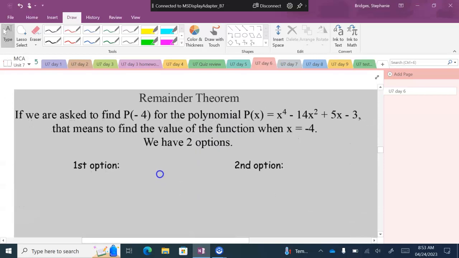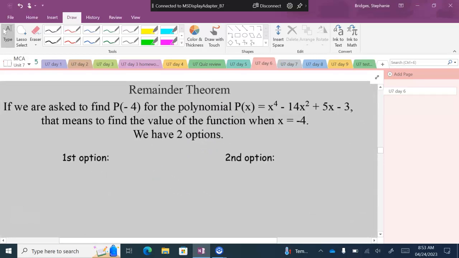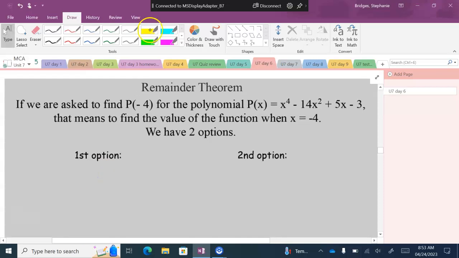So we are, and don't write this whole thing down. Okay, I'm going to read it to you. We're talking about the remainder theorem here. You are going to be asked to find, okay, I'm going to tell you the important parts. We're going to be asked to find the value of a polynomial when x is a certain number. So what they'll say is p of -4. That means they want you to find the value of polynomial p, that's just what they're calling it, when x equals -4. And then they tell you what the polynomial is, okay? So we're just finding the value of that function. What does that function equal if x equals -4?